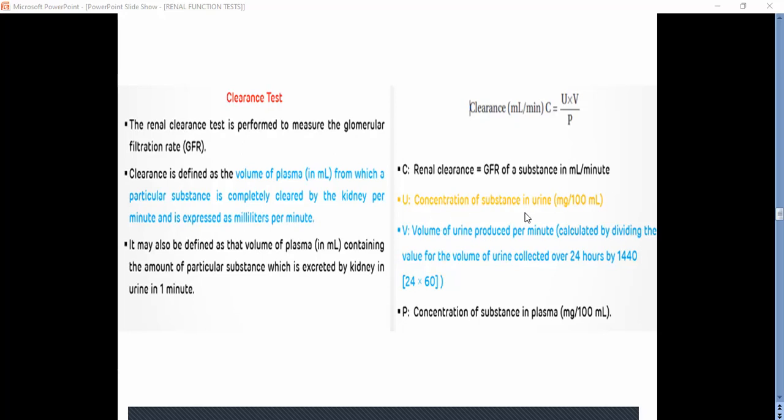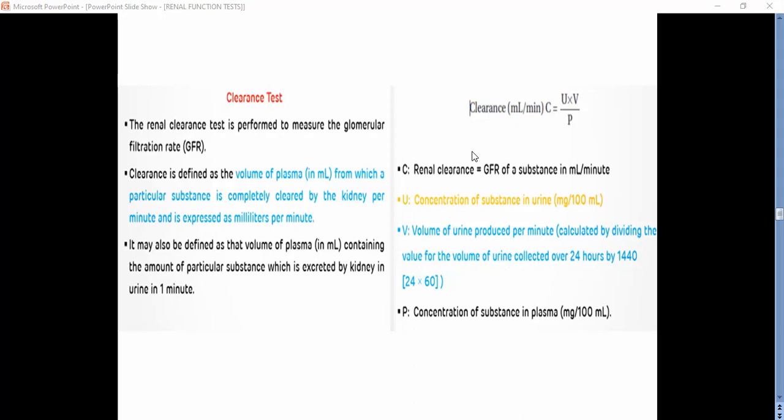Here U means the concentration of the substance in urine after the clearance. V means the volume of urine produced per minute, calculated by dividing the volume of urine collected over 24 hours by 1440. And P means the concentration of the substance in plasma in mg per 100 ml. If any abnormality happens, the amount of substance that should be removed or not removed at the GFR level accumulates in either the plasma or the urine.